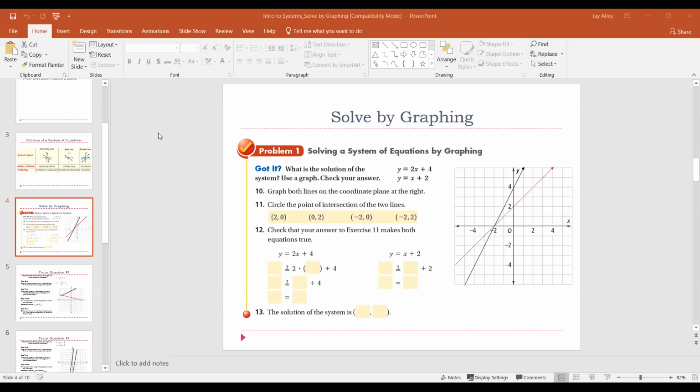Because you're going to see problems where it's going to ask you, is such and such a point a solution to these two equations? So how are you going to figure that out? Are you going to graph it? Are you going to check it mathematically like I just did? Are you going to do elimination or substitution? You have options, and it really depends on what you prefer to do, what you like to do best.